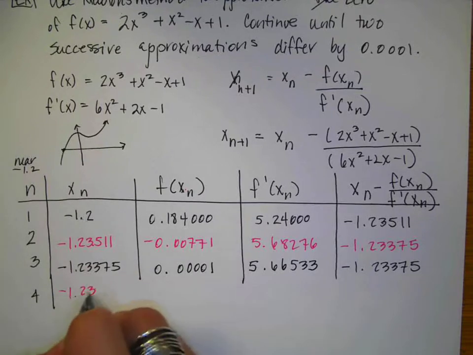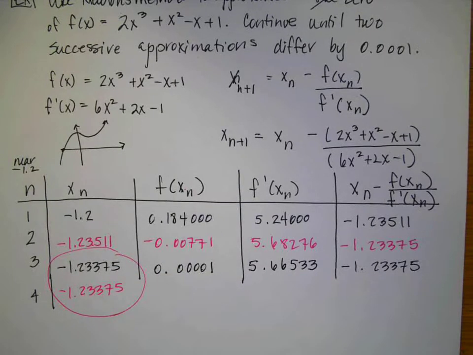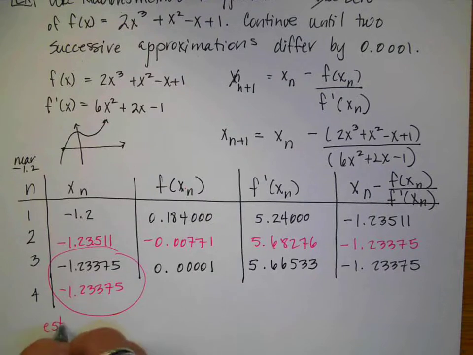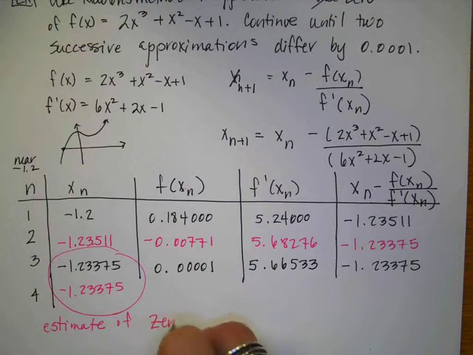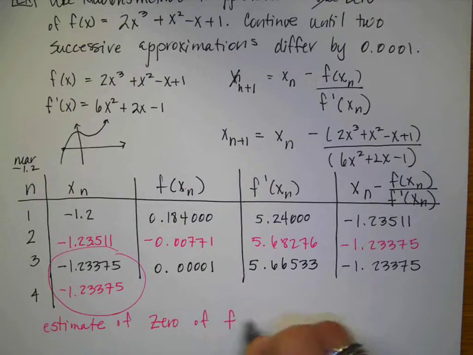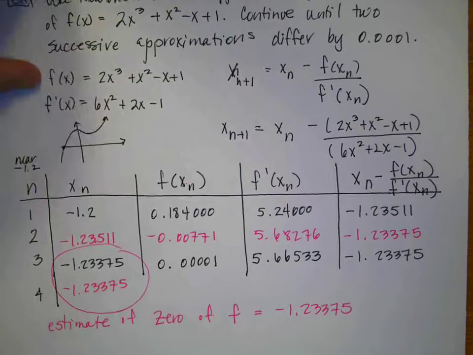But if you'll notice, I'll use my little pink one, 23375. These guys now match, and we're done. Okay, so then we would say the estimate of the 0 of f is a negative 1.23375. So that was pretty easy.